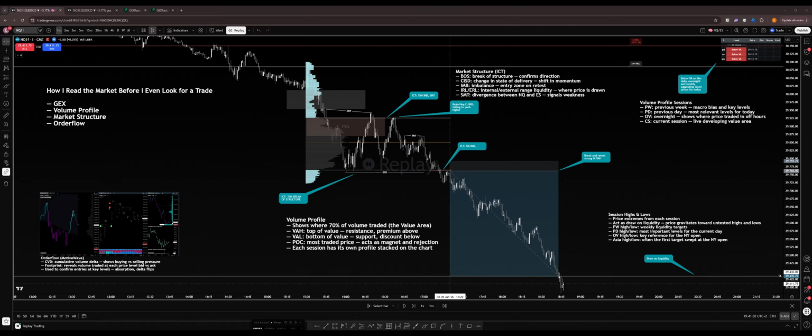And I also look for SMTs, a divergence between NQ and ES. When one makes a new high or low and the other doesn't confirm it, the move is weak. It's one of the best early signals that the rejection is coming.